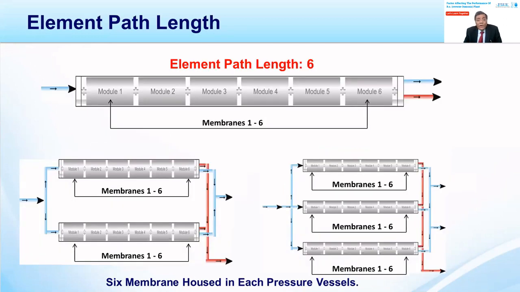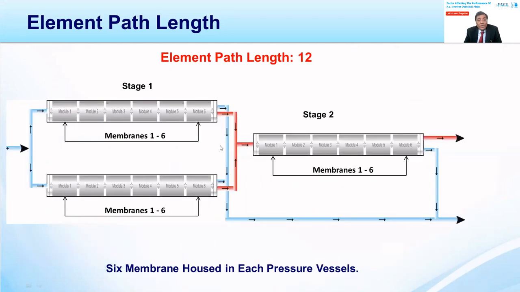Now, first of all, we need to understand the path length of the membrane. The recovery is also dependent upon the path length of the membranes. If one pressure vessel has 6 modules of membrane, it means this vessel has a path length of 6. If 2 vessels, or 3 vessels, are installed in parallel, feed water is entering separately to each of the vessels. The path length for each shall remain 6.